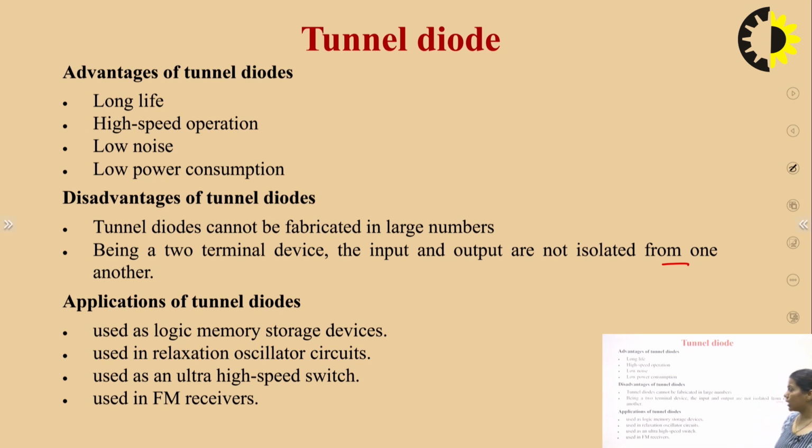If we talk about the applications, these are used as logic memory storage devices. These are used in relaxation oscillator circuits, in ultra high speed switches as well, and in FM receivers. So these are certain uses of tunnel diodes in different applications.